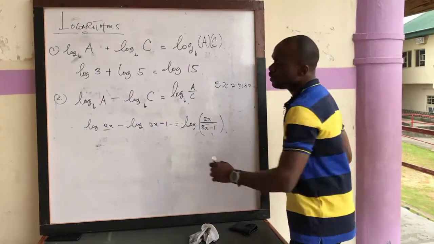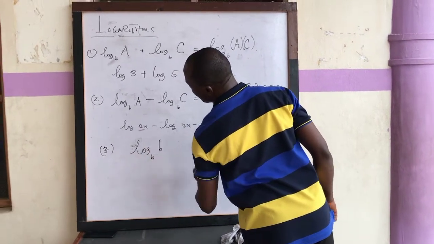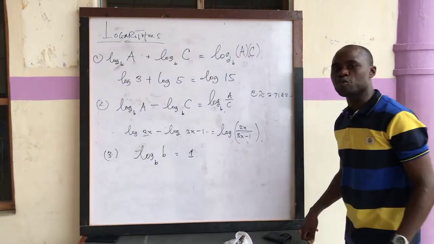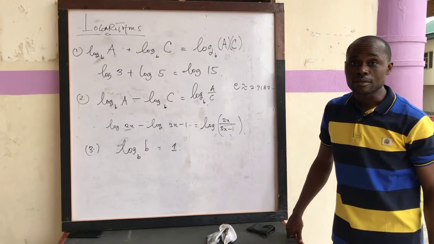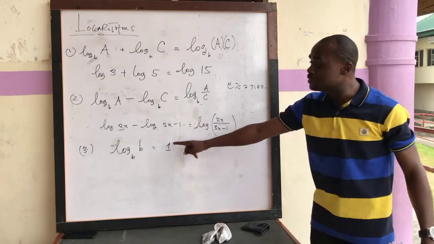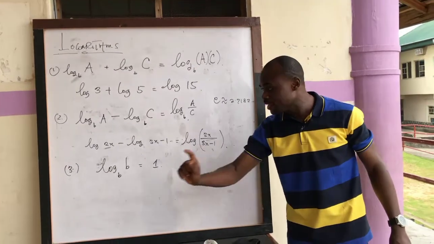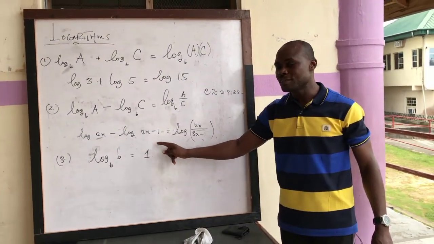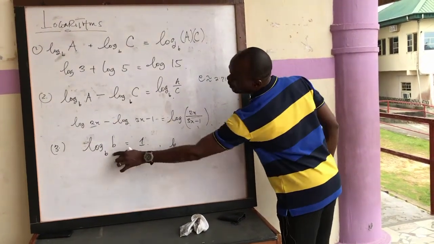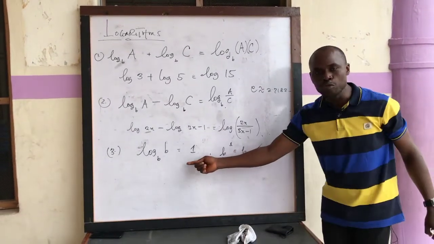I round up with the third law, and the third law is simply telling us that if the base and the argument are the same, wow, everything is going to be 1. Do you believe that? If you doubt that, simply change this to the index form and see what you're going to have. Do you remember how we do that? The base raised to the power. So the base, which is b, raised to the power 1, and you see it's going to actually give us the argument, which is this. So this is a rule that we must not forget.